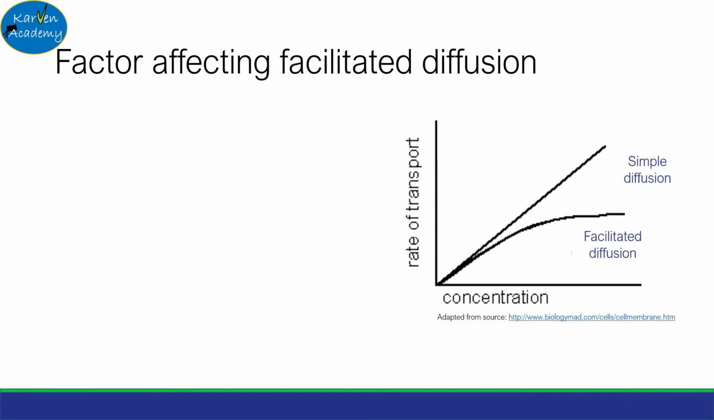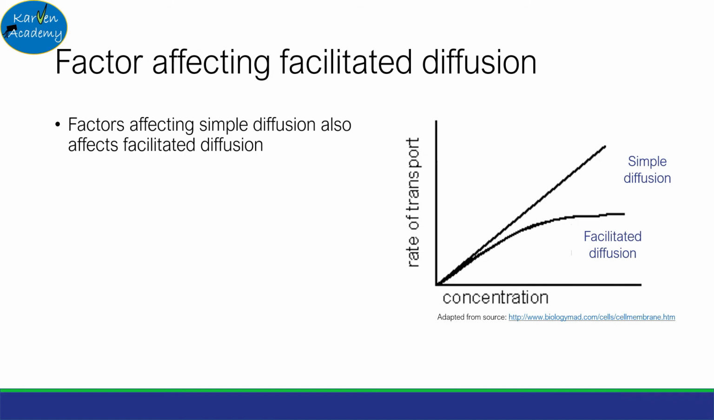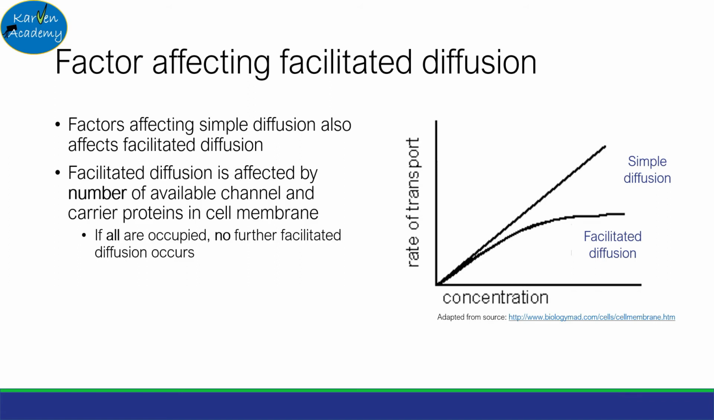Now let's look at factors that affect facilitated diffusion. Factors that affect simple diffusion also affect facilitated diffusion, but additionally there's one more. Facilitated diffusion is limited by the number of channel or carrier proteins available in the cell membrane. Therefore, if all these proteins are occupied, no further facilitated diffusion occurs. It's similar to an enzyme substrate complex curve. If all the enzyme's active sites are occupied, no further ES complexes can be made.